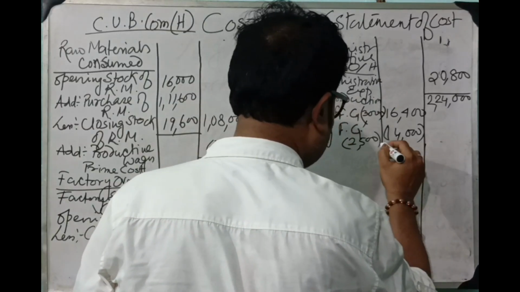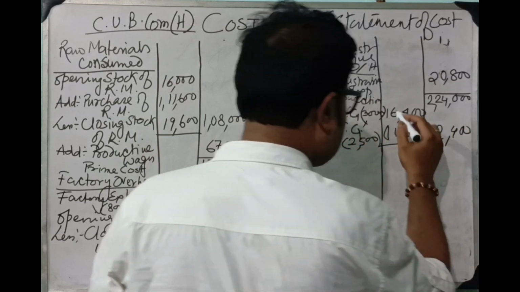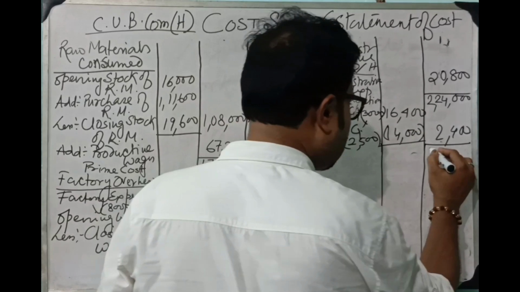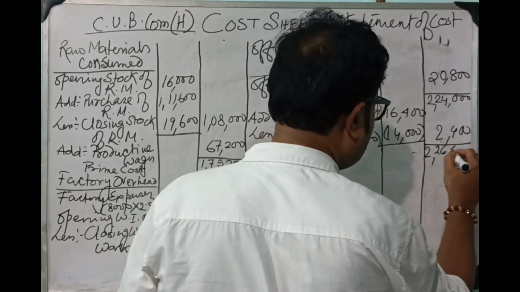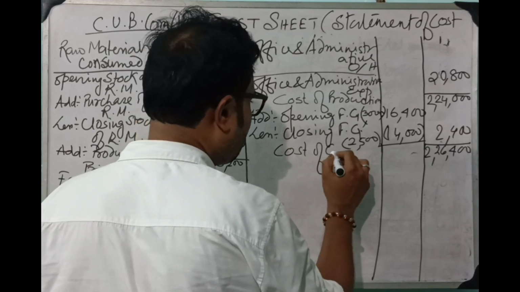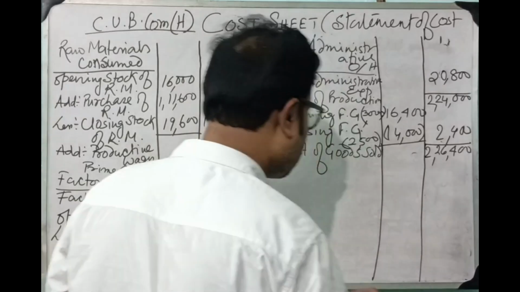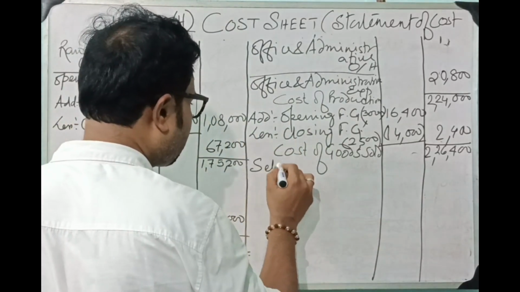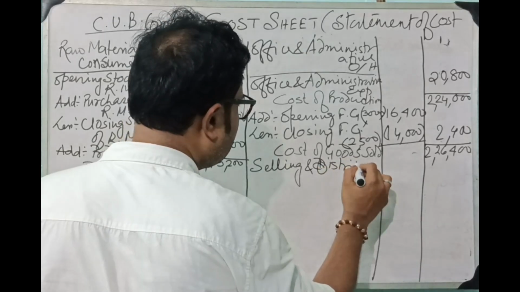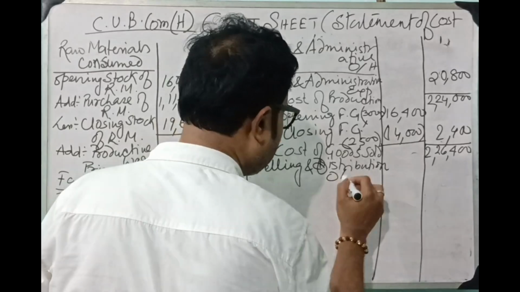So the value I'm putting down here, 16,400 minus 14,000 is 2,400 positive. Add this, 2,26,400 is cost of goods sold. Then I'm writing selling and distribution overhead. We have come to almost the end part.